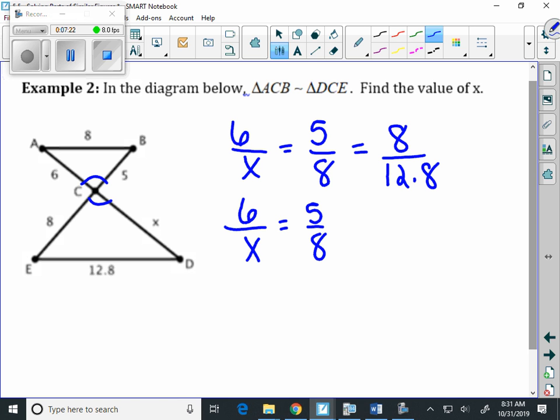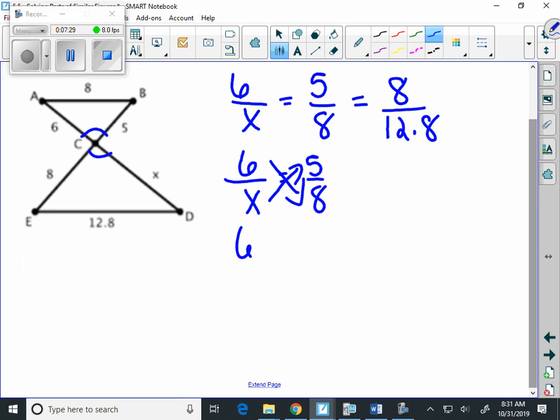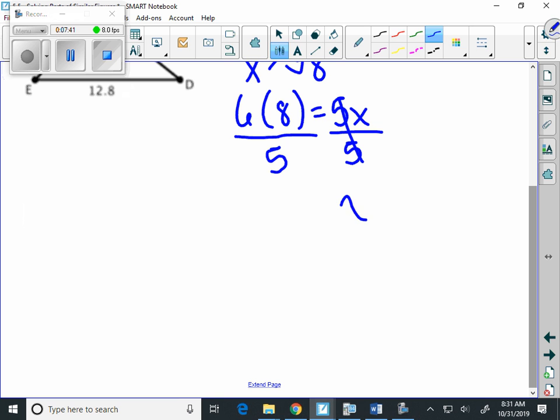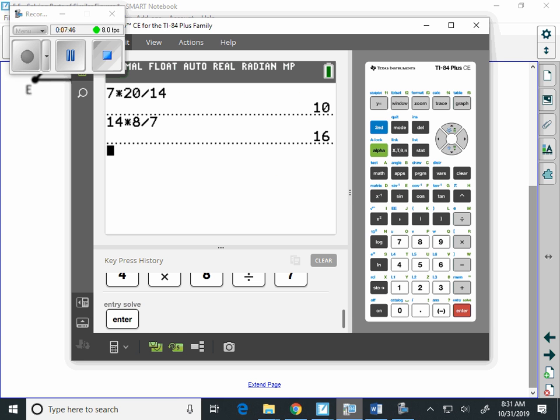And once again, what we do to solve is we cross multiply. This times this times this. 6 times 8 equals 5x. And I know some of you already do. 6 times 8 is 48, and that's fine. Divided by 5 to get our value of x. And this one is going to give us a decimal. So 6 times 8 divided by 5 is 9.6.